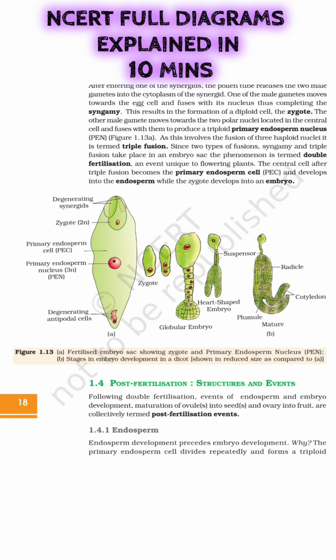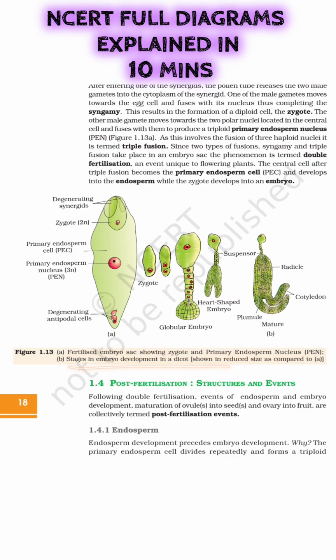What exactly is in figure 1.13? Fertilized embryo sac showing zygote and primary endosperm nucleus, that is PEN. So you can see the degenerating synergids here, and then you can see the zygote, then you can see the PEC, that is primary endosperm cell as a whole. Then you can see the primary endosperm nucleus, which is in a 3n condition. I've already mentioned how it is 3n, that is 2n plus n. And then you can see the degenerating antipodal cells. So all this together is in part A: fertilized embryo sac showing zygote and primary endosperm nucleus.